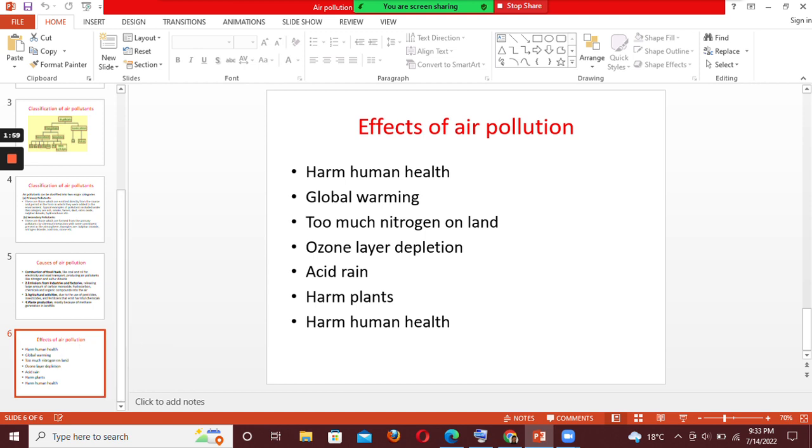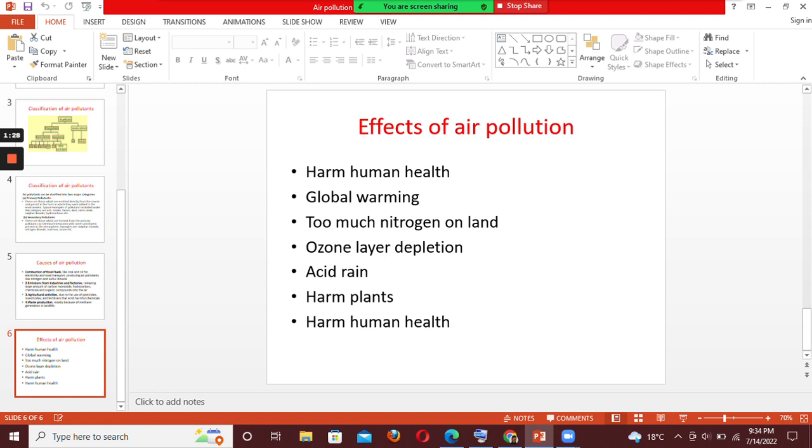Then finally, we are going to look at the effects of air pollution. Air pollution has various effects on human health. It can cause respiratory diseases. And the greenhouse gases, which are carbon dioxide and methane, notorious greenhouse gases, can cause global warming. And then we have too much nitrogen on land as a result of acid rain, which can affect the growth of plants, and can also affect the acidity of the soils.